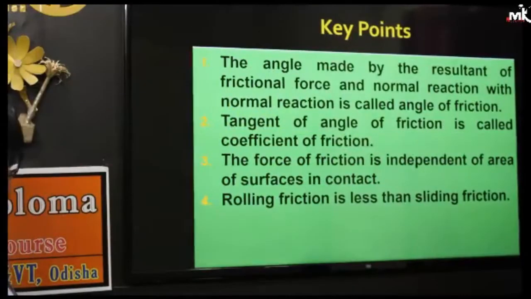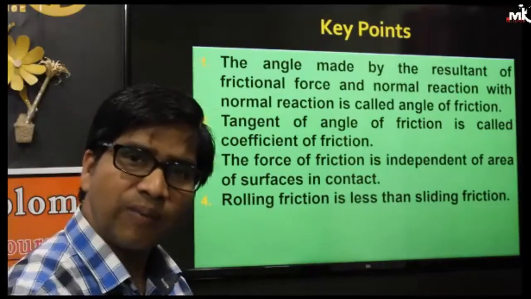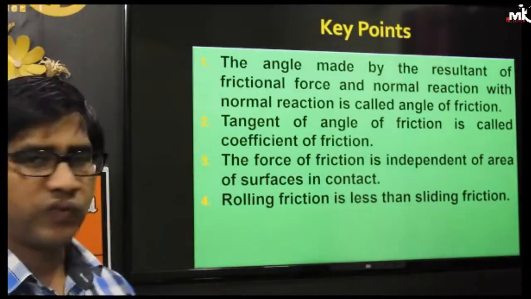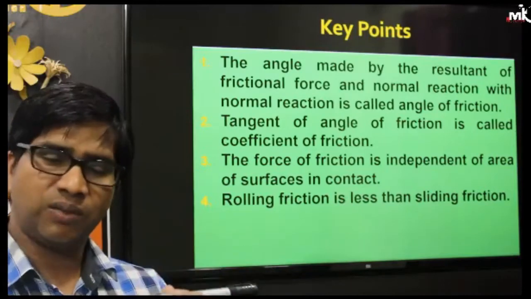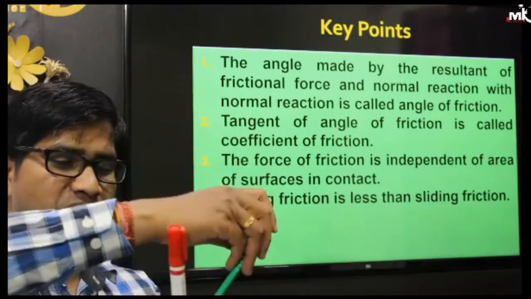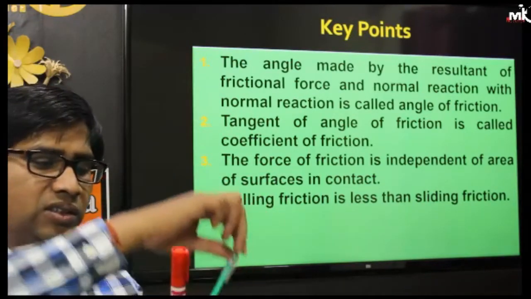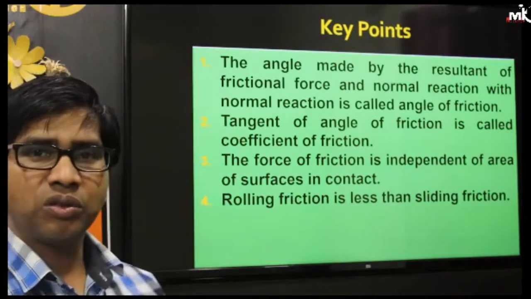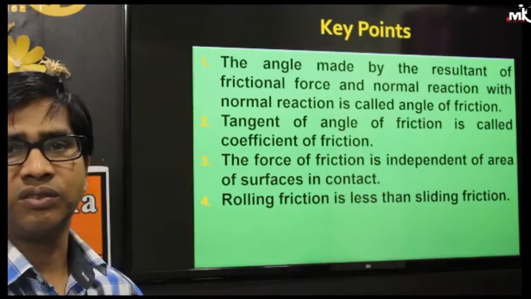First, the angle made by the resultant of frictional force and normal action with normal action is your angle of friction. This I have already explained: the frictional force and the normal action have a resultant, and the angle this resultant makes with the normal action is your angle of friction, and as already explained, the tangent of that angle of friction is your coefficient of friction.